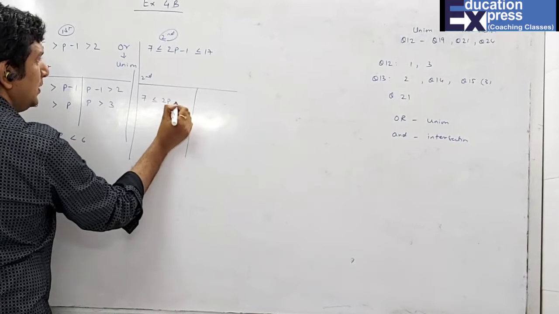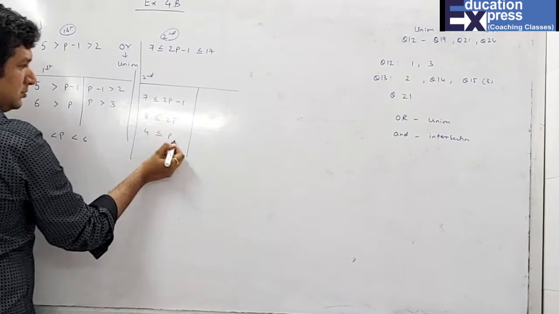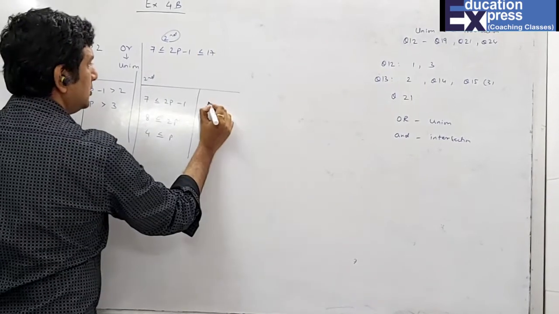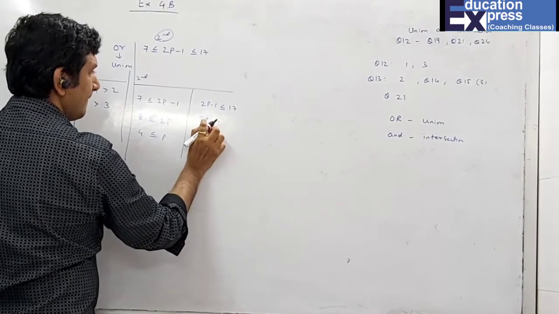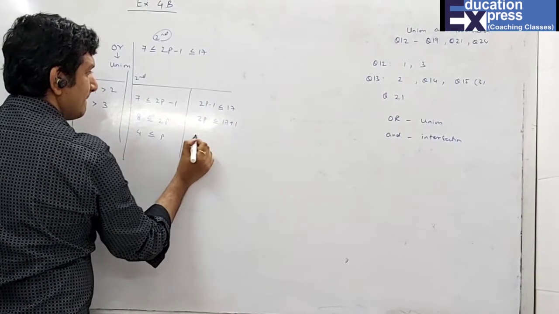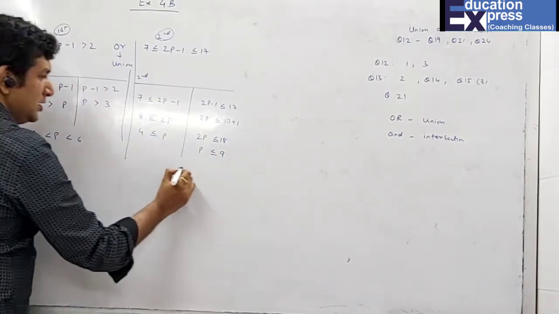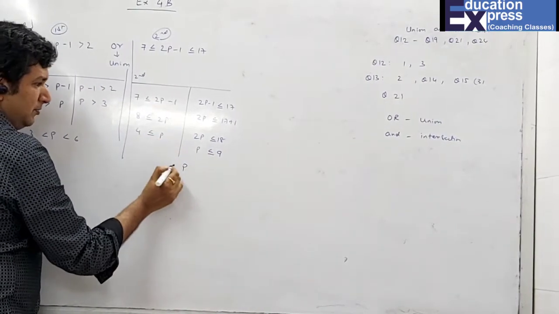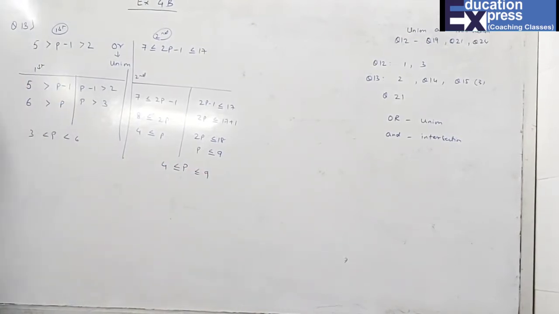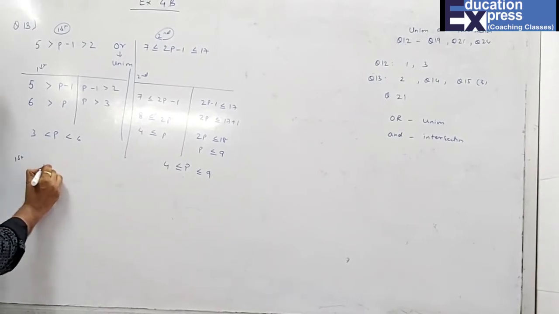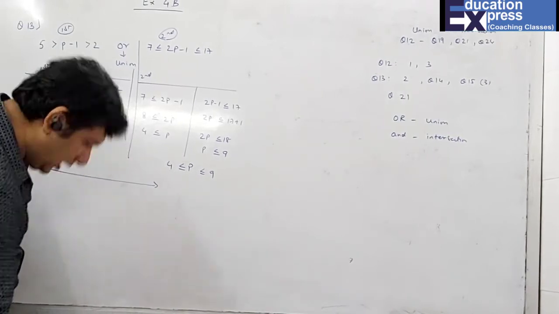Seven, 2p minus 1, minus 1 will come here 8. So p is more than or equal to 4, and here 2p minus 1, p is less than or equal to 9. So if I go to see this, p is more than or equal to 4 and less than or equal to 9. So the first number line, here p is a real number.